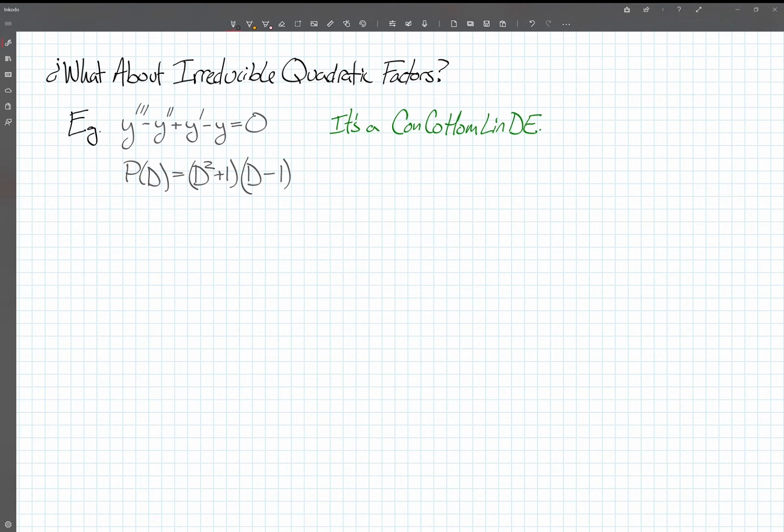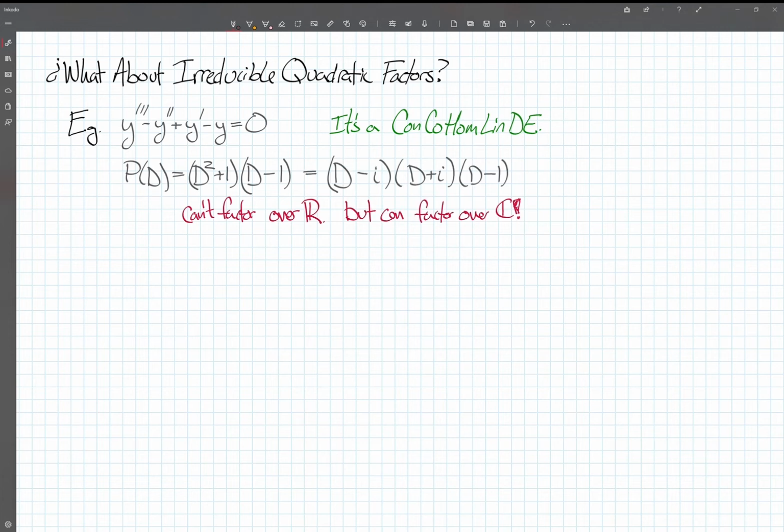So if we have y triple prime minus y double prime plus y prime minus y equals 0, that's order 3. The auxiliary polynomial can be factored up to a certain point, right? But then you get this irreducible quadratic factor, D squared plus 1. You can't factor that completely over the real numbers. But the thing is, you can factor it over the complex numbers. Because this is a third-order equation, we've got 3 roots, so we should be able to come up with 3 solutions. They're going to be these 3 solutions.